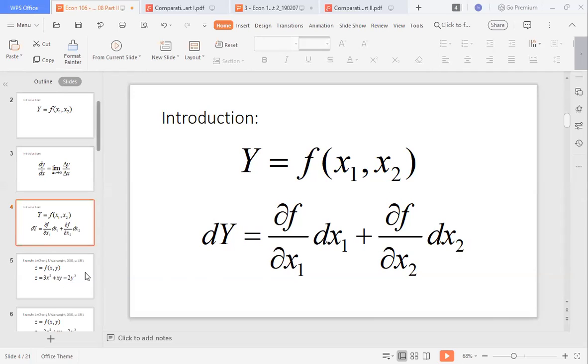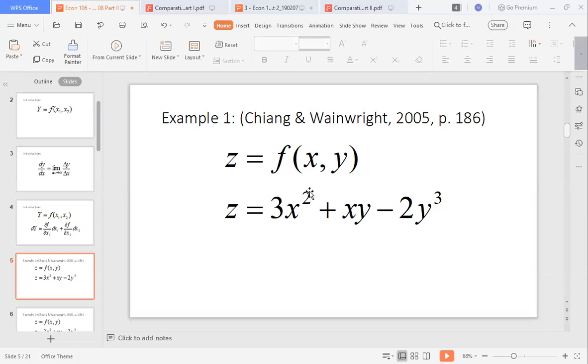Okay, now let's have an example. This is one of the exercises in Chiang and Wainwright's book, on page 186. Supposing we have a function z equal to a function of x and y. So again, you have the function z equal to 3x squared plus xy minus 2y cubed. Now, if I ask you a question, let's say Jessica Fernandez, what do you think would be the total differential of z here?